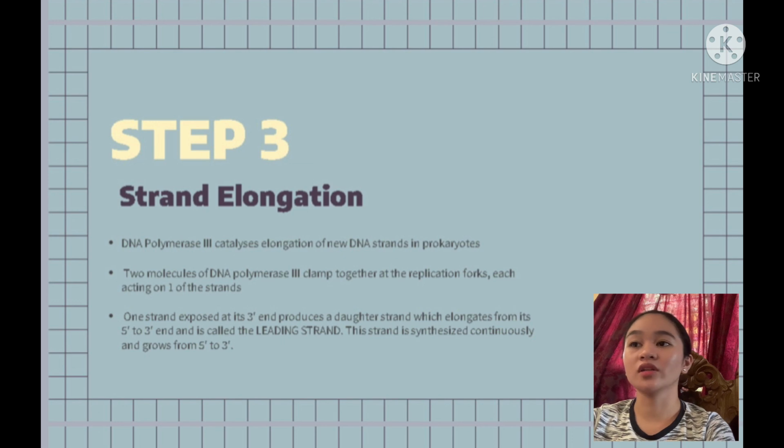Strand elongation. Two molecules of DNA polymerase III clump together at replication forks, each acting on one of the strands. One strand is exposed at 3' and produces a daughter strand, which is called the leading strand. This strand is synthesized continuously and grows from 5' to 3'.